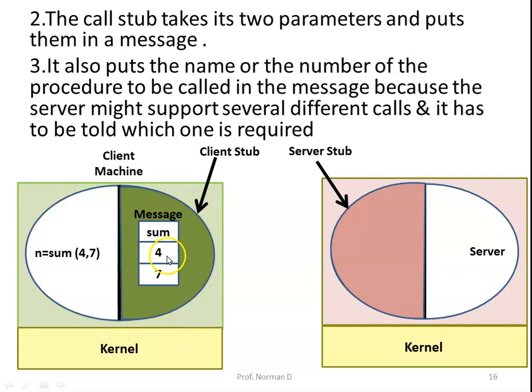Now the stub takes these two parameters, that is 4 and 7, and puts them into a message, that is, it is performing the parameter marshalling process. Along with those two parameters, it also puts the procedure to be called on the server. Since there might be so many procedures working over here, there might be a sum procedure, a divide procedure, a multiplication procedure, n number of procedures. So that's why the name of the procedure is also put into the message.